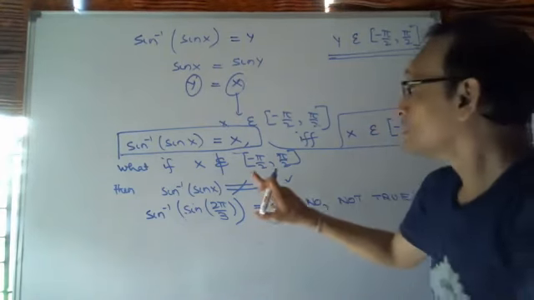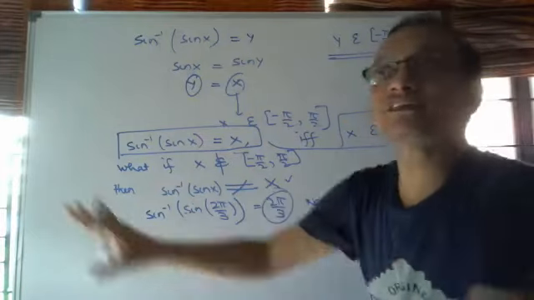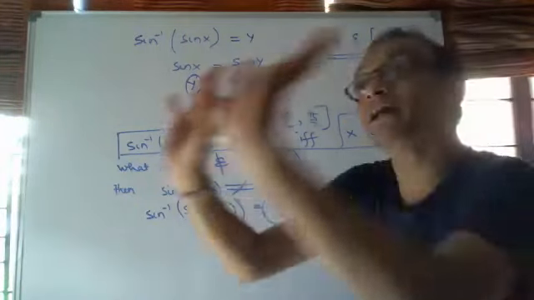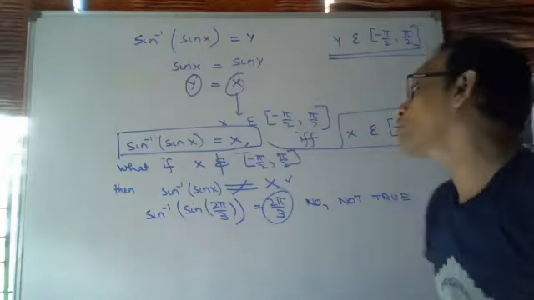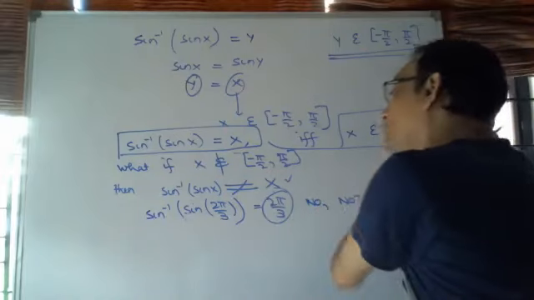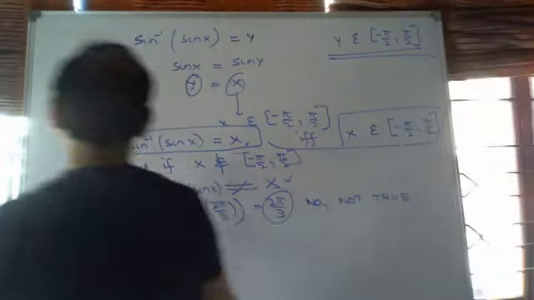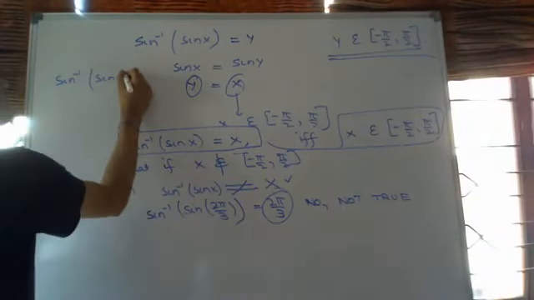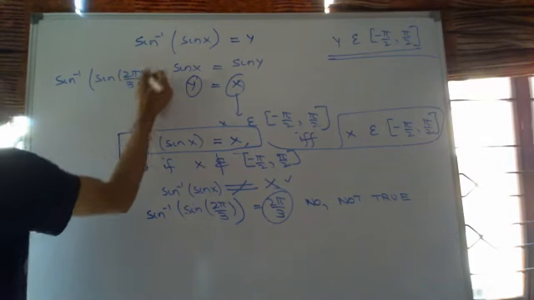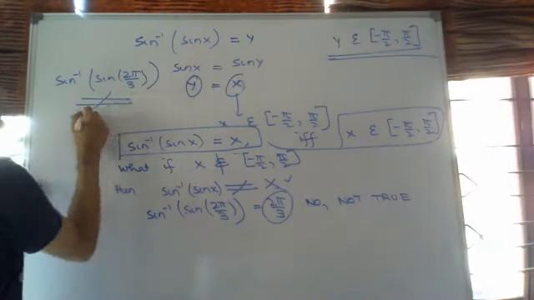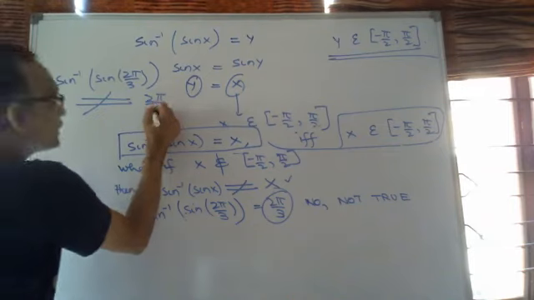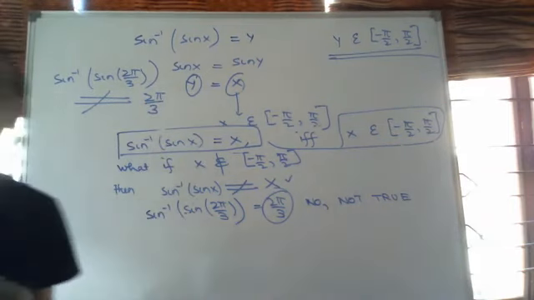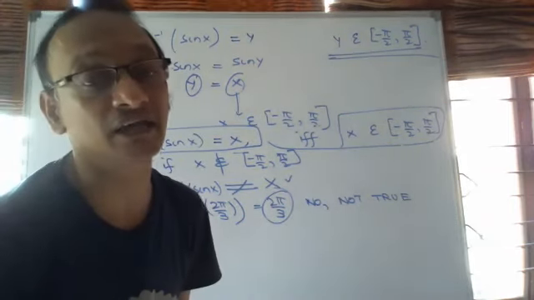Sin inverse sin π/3 will be π/3. Sin inverse sin minus π/3 will be minus π/3. But sin inverse sin 2π/3 will not be 2π/3. So then what will it be? Let's figure out what sin inverse sin 2π/3 is.